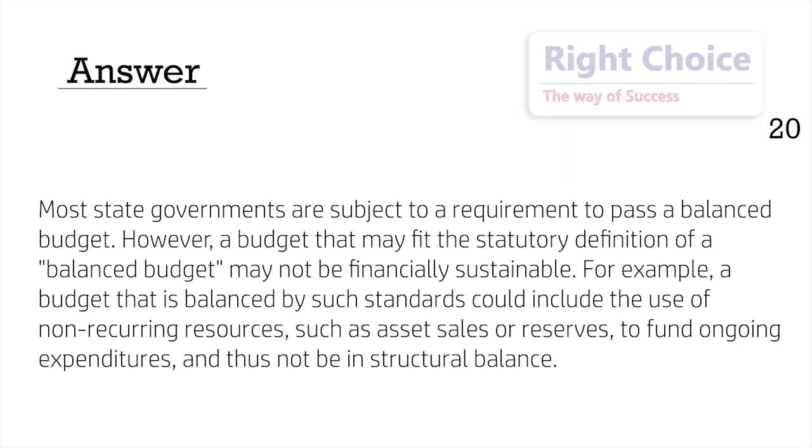Most state governments are subject to a requirement to pass a balanced budget. However, a budget that may fit the statutory definition of a balanced budget may not be financially sustainable. For example, a budget that is balanced by such standards could include the use of non-recurring resources, such as asset sales or reserves, to fund ongoing expenditures, and thus not be in structural balance.